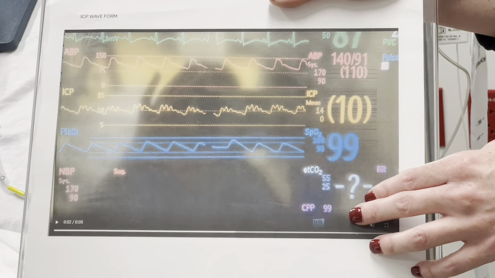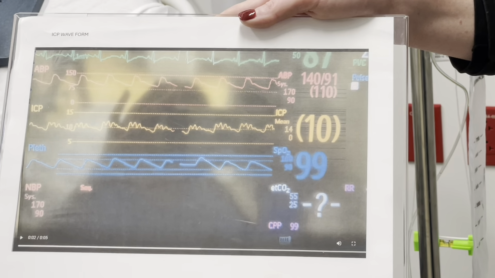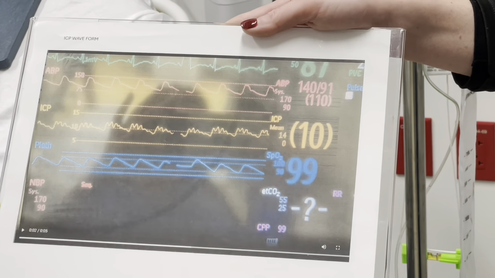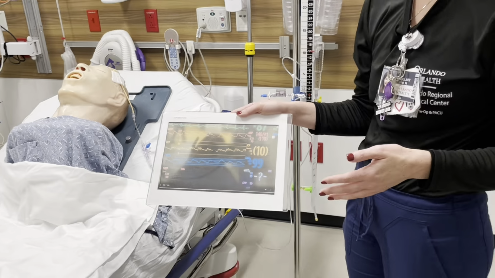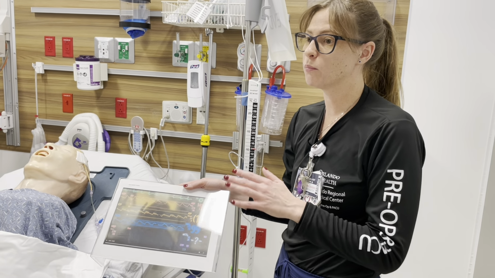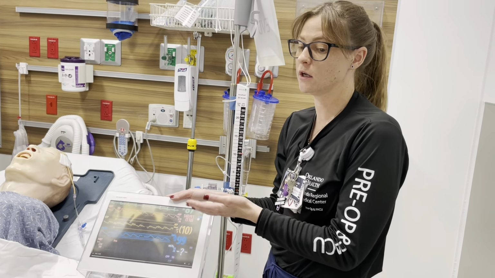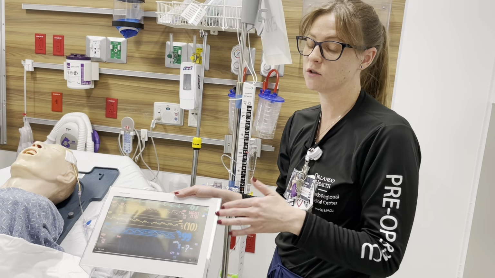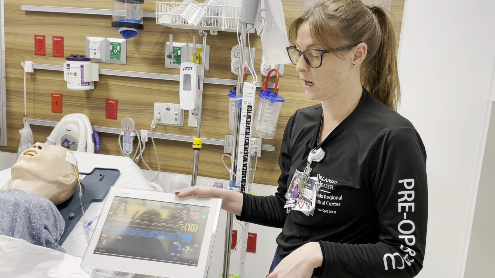So if it's not greater than 60, then you need to start thinking about things that you can do to get your ICP down or get your blood pressure up a little bit. Sometimes they will have parameters like keep blood pressure less than 140 and you're working in a tight space. But it is important to have your blood pressure parameters met if they're having an intracranial bleed, but also to have your CPP goals 60 or higher to make sure that they are getting adequate perfusion to the brain.